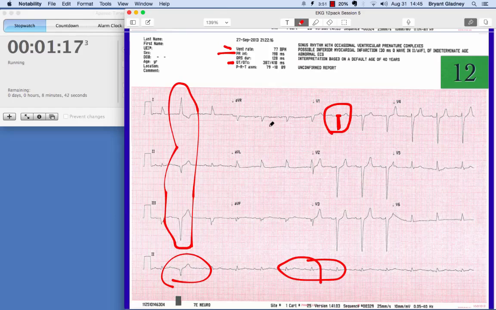And so what we're looking for is a right bundle with a left anterior fascicular block, or a left axis deviation, which we don't have here. And so that's that. I'm a little concerned about that left bundle branch block, but at this point, that's all we're going to say about this EKG.